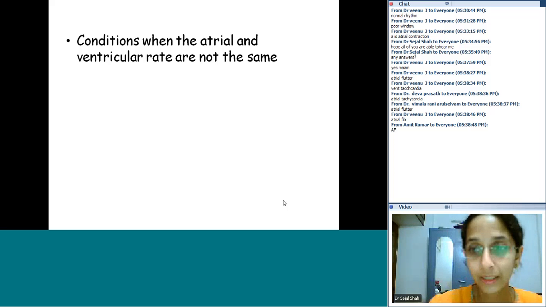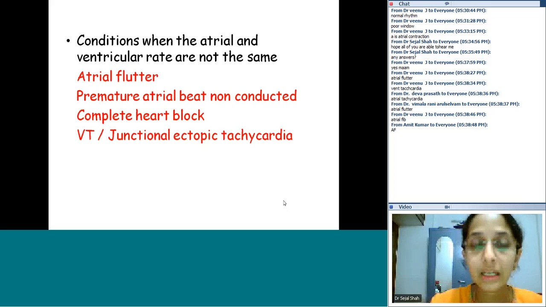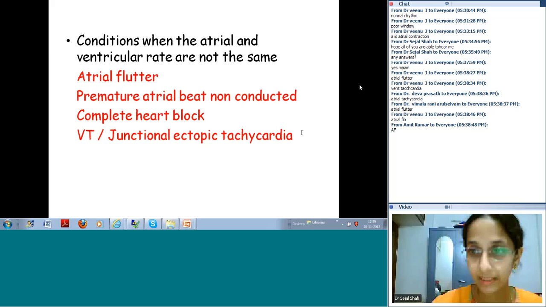So we have a couple of answers here. Atrial flutter. Premature atrial contraction, which doesn't get conducted, will have ventricular rate lesser than the atrial rate. And we can have ventricular tachycardia and junctional ectopic tachycardia. One most important is complete heart block, where the atrial rate is more than the ventricular rate.